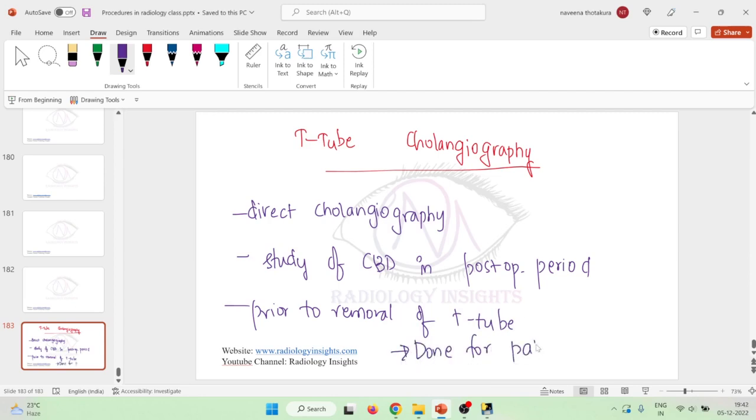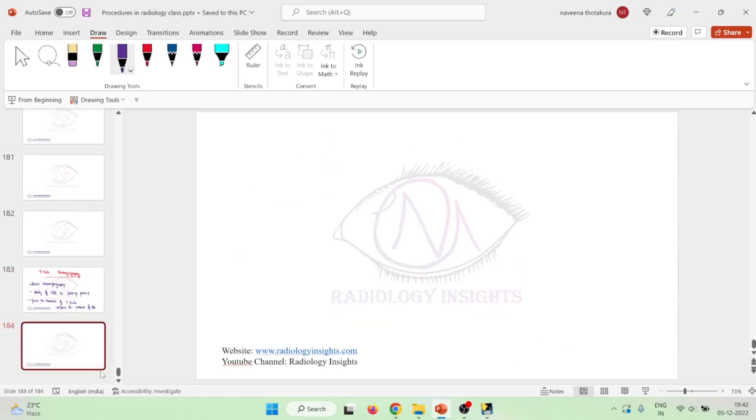To make sure that it is patent, so that if you remove the T-tube, the patient can survive with the common bile duct, because if it is patent, the bile from the gallbladder enters into the intestine, and as a result the fat digestion under the general works of bile can occur normally.